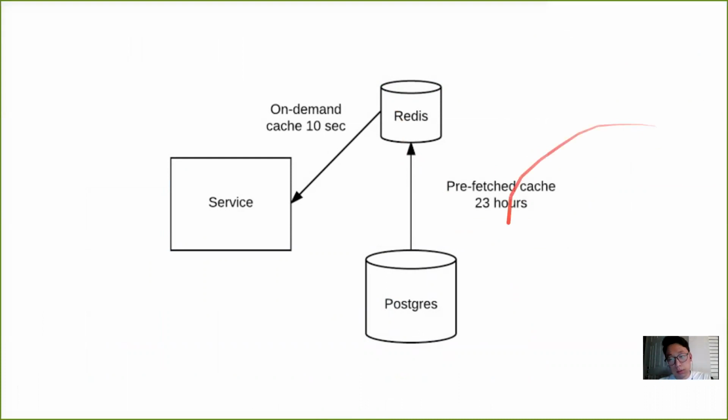When the background worker updates the data, it then prefetches it to the Redis. We also have another on-demand caching service that holds for 10 seconds for any custom queries that the client makes. And we're able to see that the latency is significantly reduced when we use both the prefetch cache and on-demand caching.